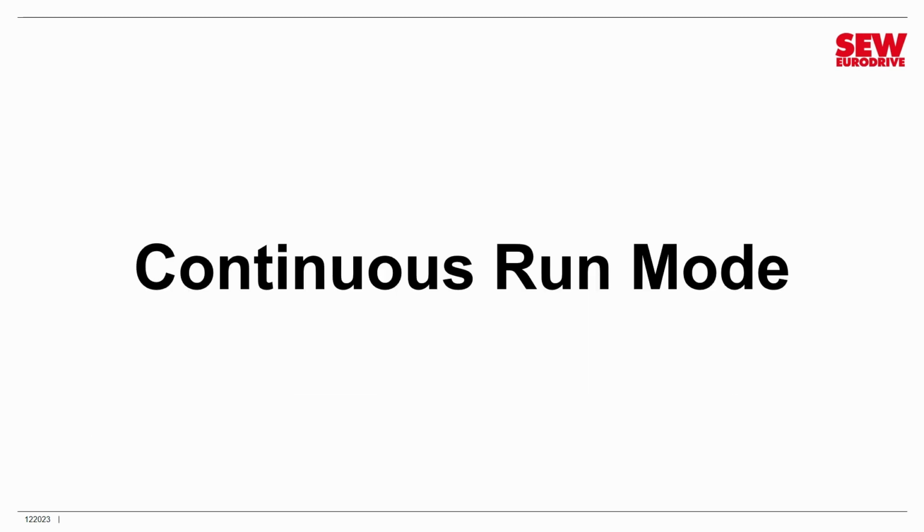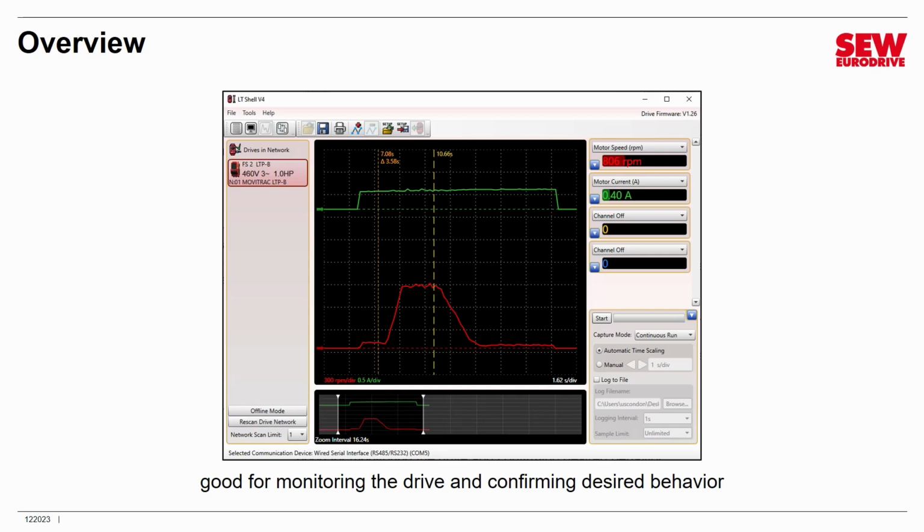Let's begin by looking at continuous run mode, which is the simpler of the two modes, and then later on we'll take a look at triggered capture. As I've said, continuous run mode is good for monitoring the drive and confirming desired behavior. This is the screen as it appears when you are in continuous run mode.